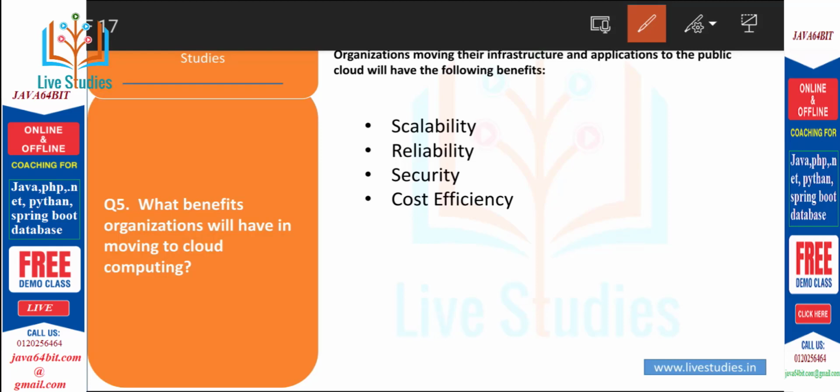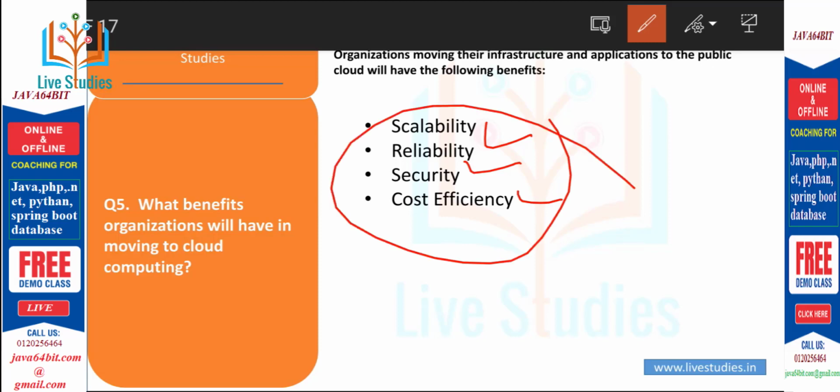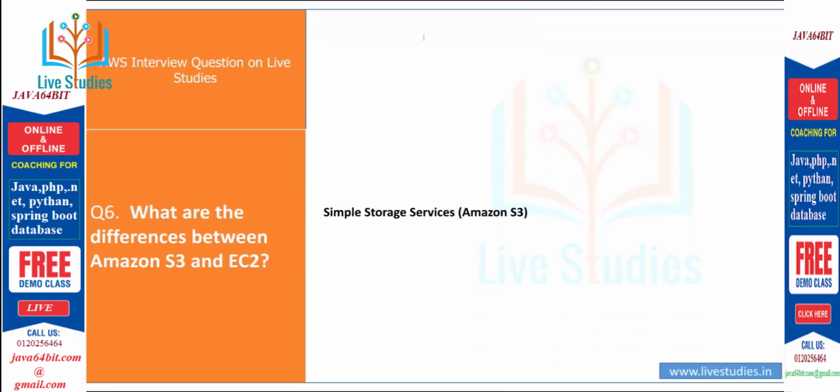Okay, so the main difference point is this one. What is the difference between an S3 bucket and EC2, elastic compute cloud? S3 is storage, and EC2 is computing. EC2 is a cloud hosting tool, but S3 is cloud storage. Both are different. EC2 is a hosting tool, but an S3 bucket is for storing data.